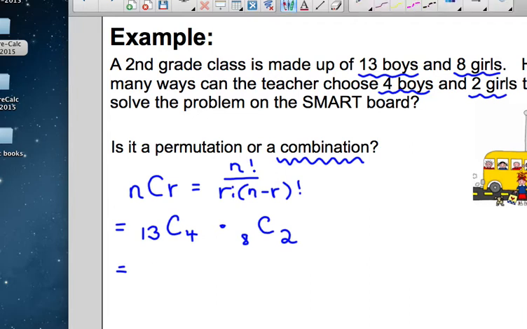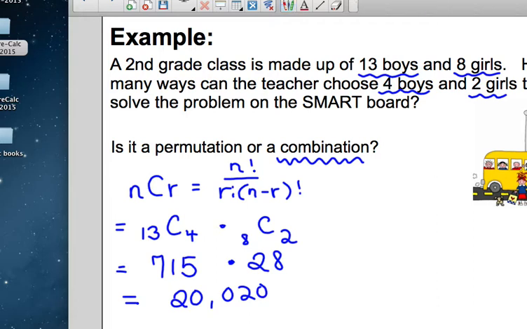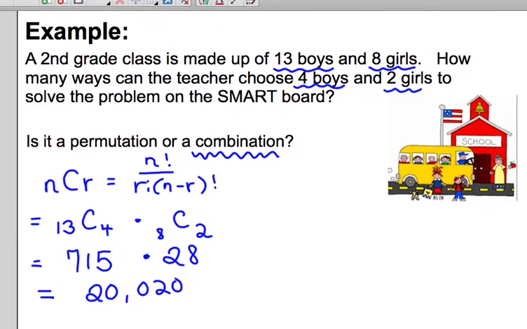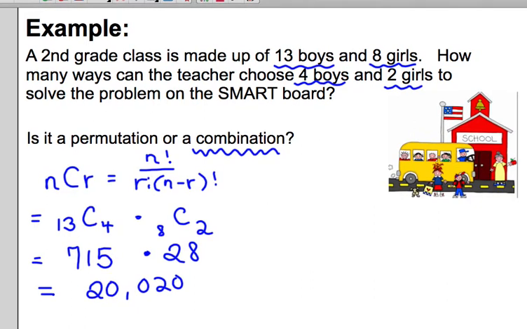Now, I did do this already in my calculator. This value of the boys is 715, and there are 28 different combinations of the girls. When you multiply those two values together, you get 20,020 different combinations. All right, we do have another example on the next slide.